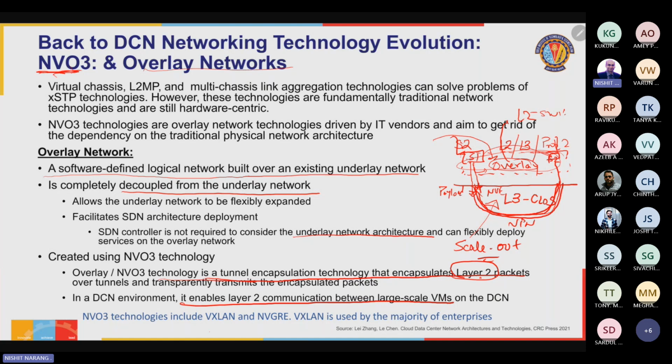Okay. Essentially, what we are saying is this overlay network is, in AWS terms, a VPC, a virtual private cloud. S1 and S2 are VMs, VM1 and VM2. They could be provisioned on two different physical servers. But I can create an L2 VPC by using NVO3 tunneling technology.